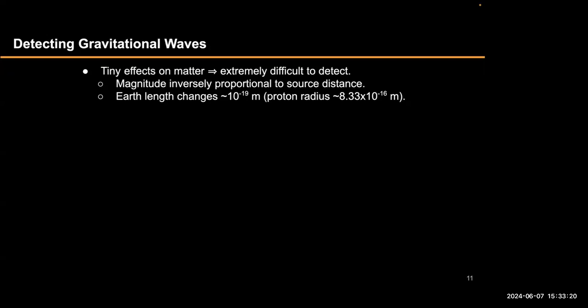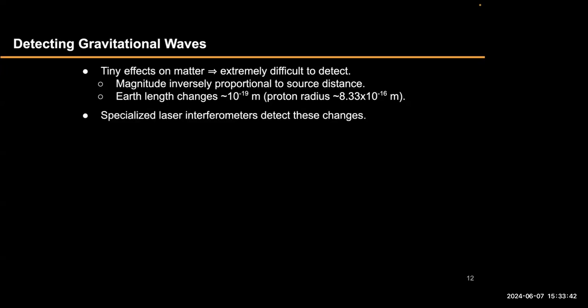It's a difficult number to even fathom what exactly it means, but the proton radius is basically of order 10^-16 meters. So we're trying to measure changes in length that are of order 1/1000th of the radius of a proton, which is an extremely difficult thing to probe.